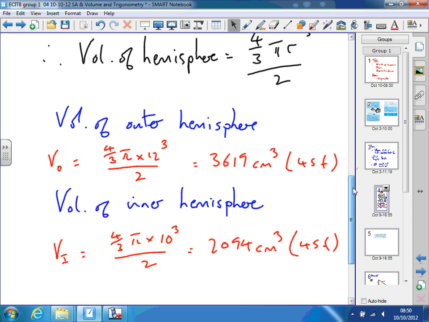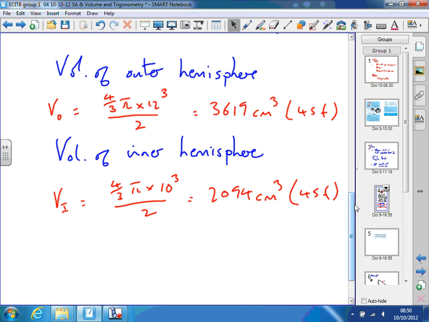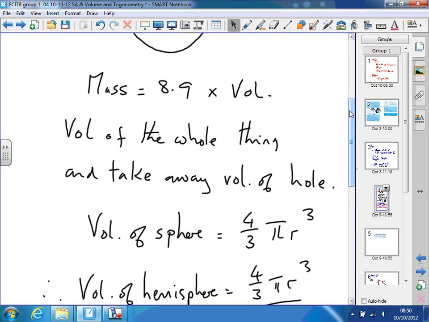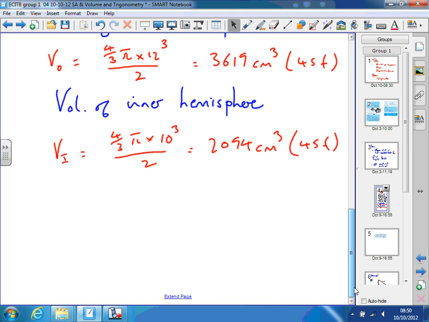Okay, so if we work out the volume of the outer hemisphere, using the calculator we can do it in one hit: 3619 cubic centimeters for the outer volume, 2094 for the inner volume. So now back to our plan. We've got to find the outer volume, or the volume of the whole thing, and take away the volume of the hole. So in other words, the volume of the container equals V outer minus V inner.